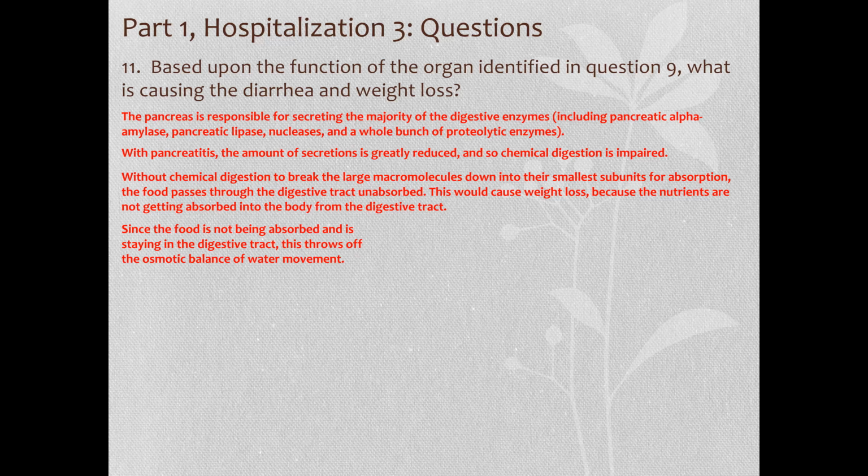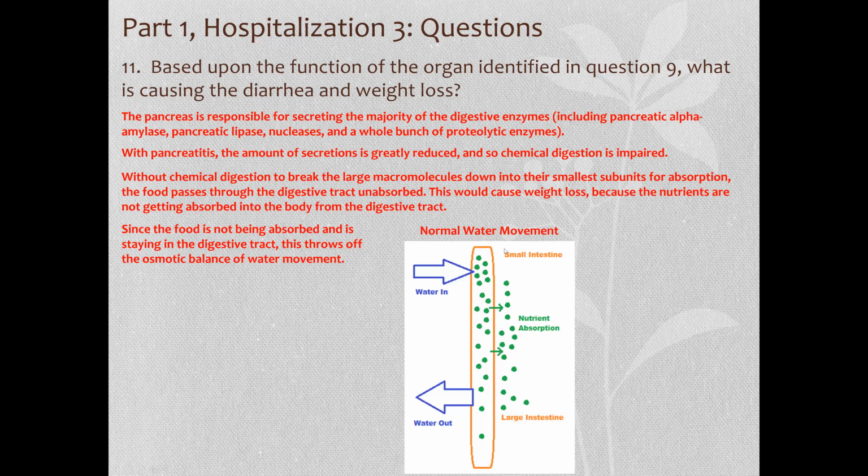Since the food is not being absorbed and is staying in the digestive tract, this also throws off the osmotic balance of water movement. So let's take a look at that. Normally, when food enters the small intestines, you have a lot of solute inside the lumen and not much of it has been absorbed yet. So you have a lot of water flowing into the intestine.